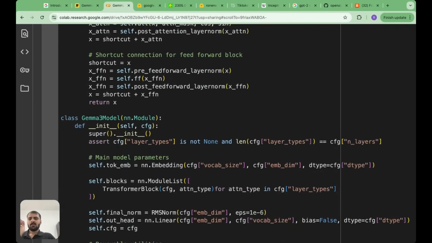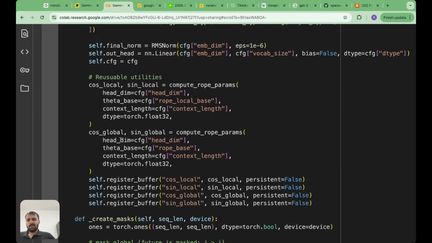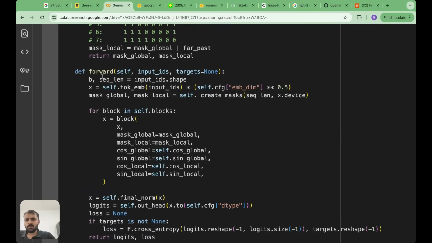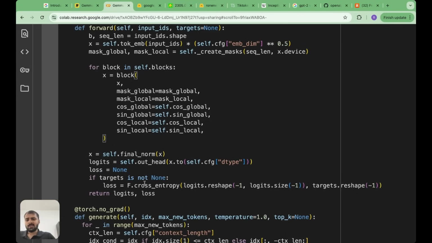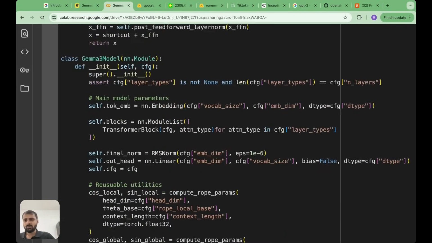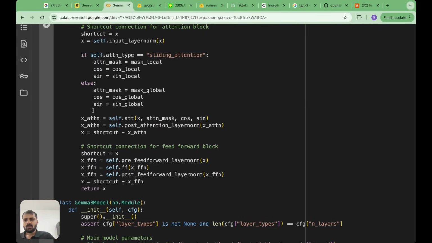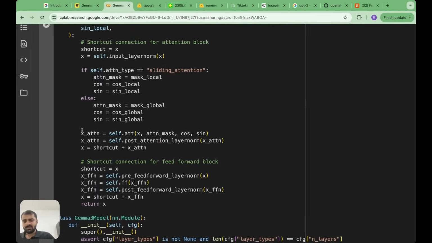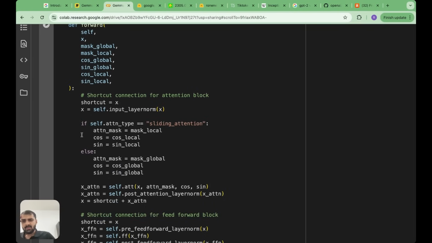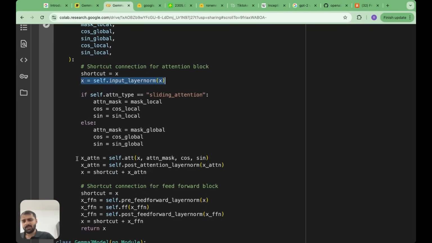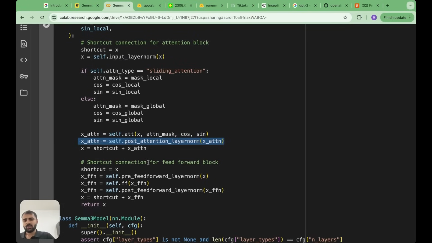Okay, so we started at this Gemma 3 model and we started at this forward block. Here we did the token embeddings and we went through the transformer block. In the transformer block, we had multiple things. If you scroll above, first we had the normalization, which is the RMS norm, which I think is mentioned over here. Then we had the attention. Then we had another RMS norm and a shortcut connection. Then we had another RMS norm, the feed forward neural network. Then we had another RMS norm and then a shortcut connection.